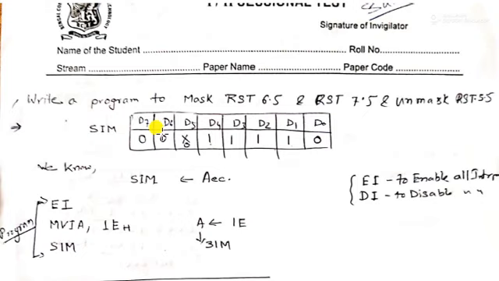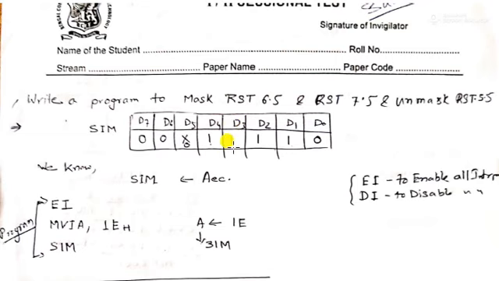So I think it is clear what the frame format, or the bit position, or the bit value of the SIM instruction is for this program. The D0 bit is 0 because it is unmasked. The D1 bit is 1 because RST 6.5 is set. The D2 bit is 1 because RST 7.5 is masked.